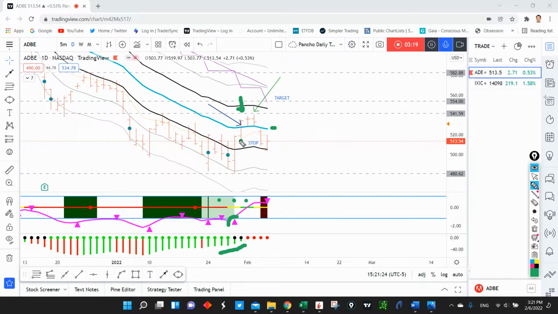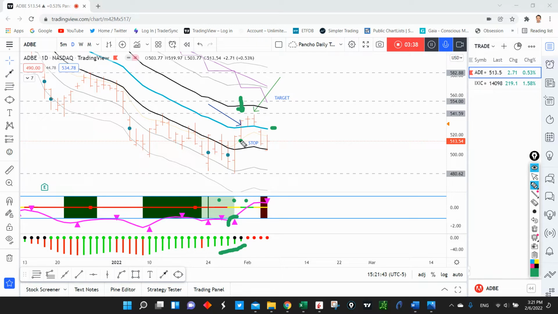So my entry was right here at the 13. I traded these via put credit spreads, and in just a second I'm gonna show you the side trade that I took. But let's just continue with the setup right here.